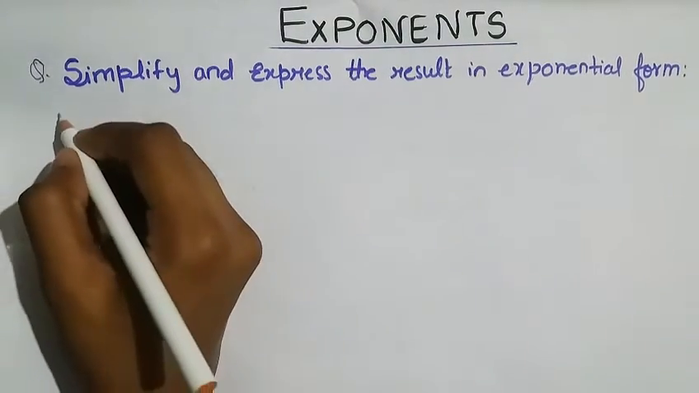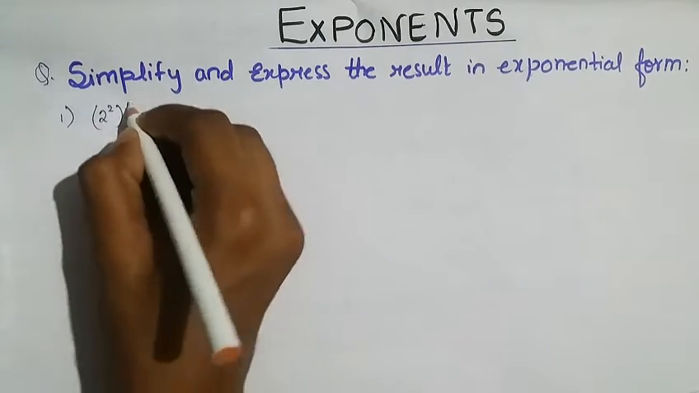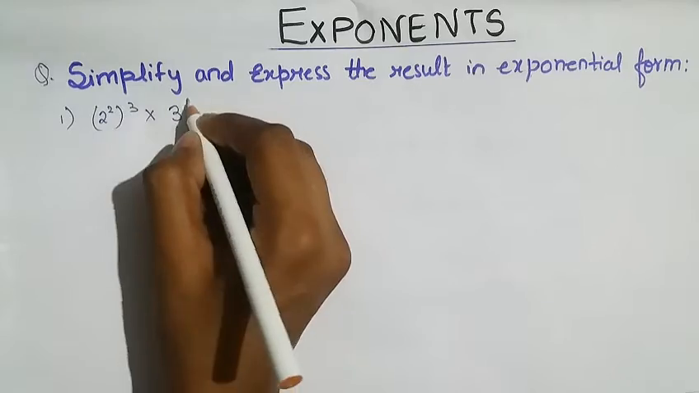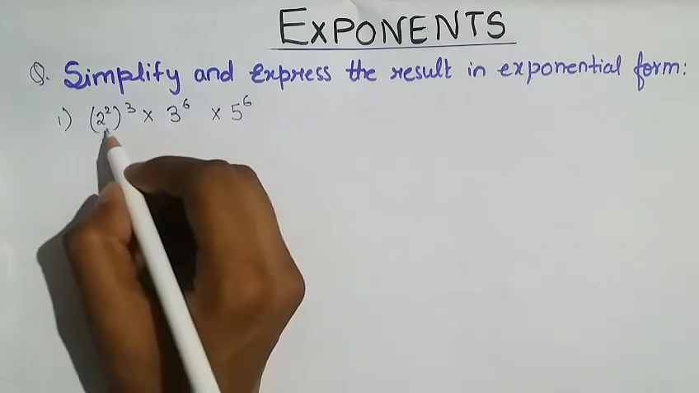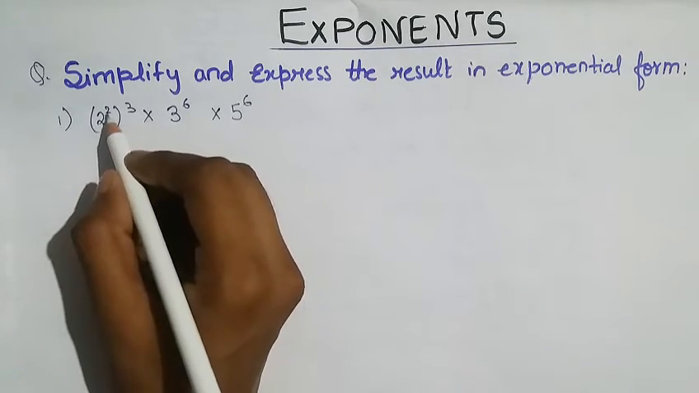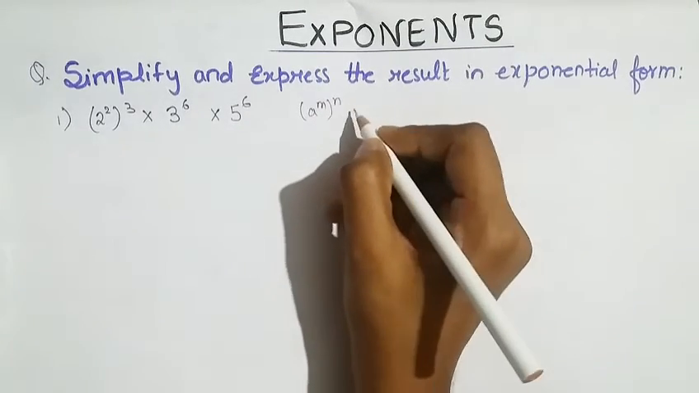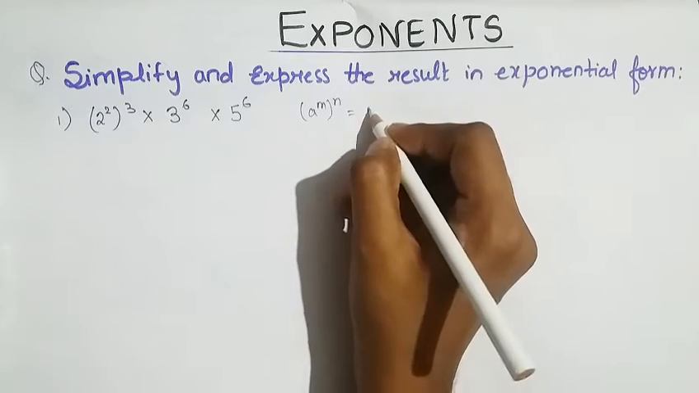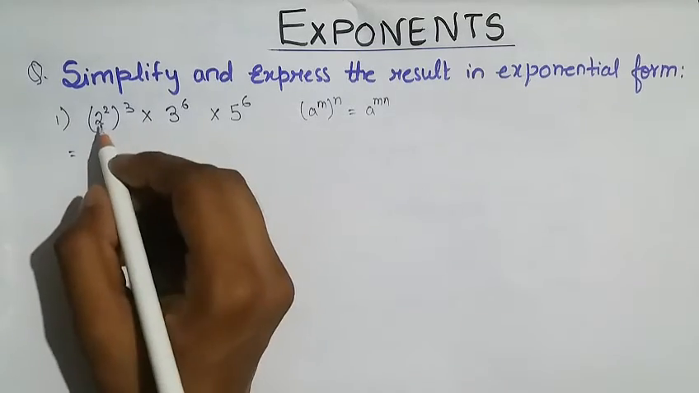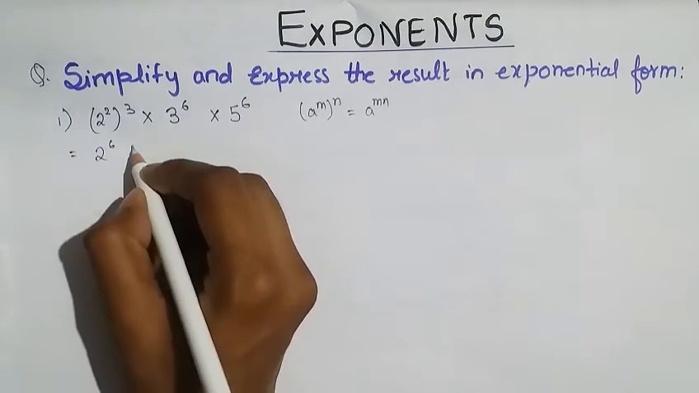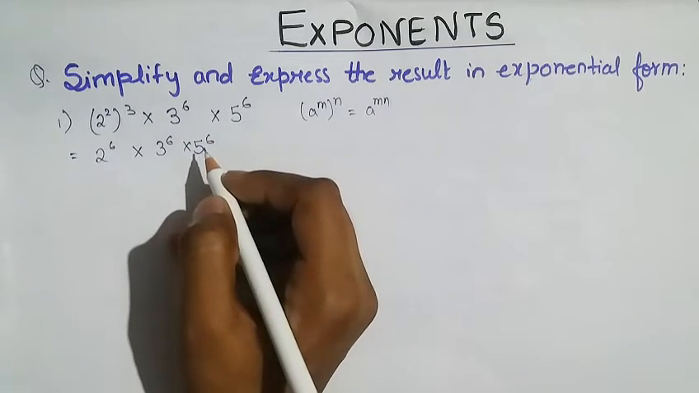So let's see the first question, which is 2 raised to the power 2 whole to the power 3 multiplied by 3 raised to the power 6, right, multiplied by 5 raised to the power 6. Now here we can see we have power over power. We know that if we have a raised to the power m in whole to the power n, we can simply multiply the two powers. So this is equals to a raised to the power m into n, right? The same case is here. We can write it as 2 raised to the power 6. Alright, again 3 raised to the power 6 into 5 raised to the power 6.